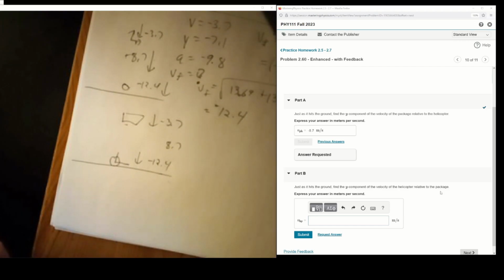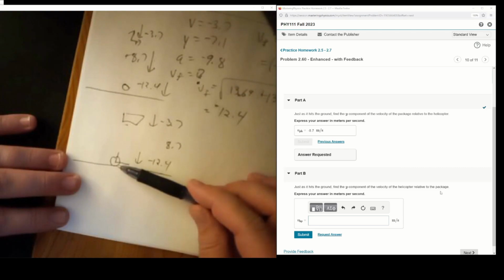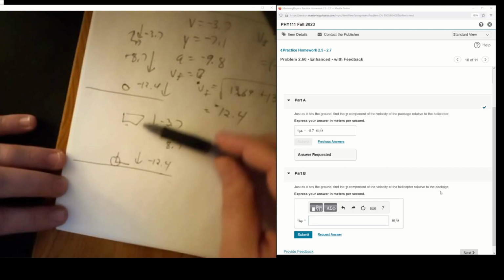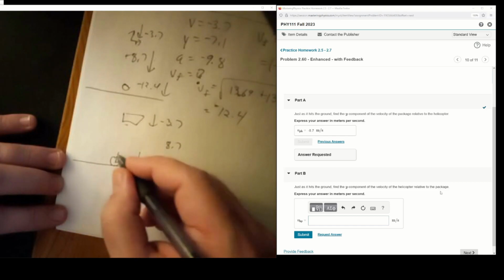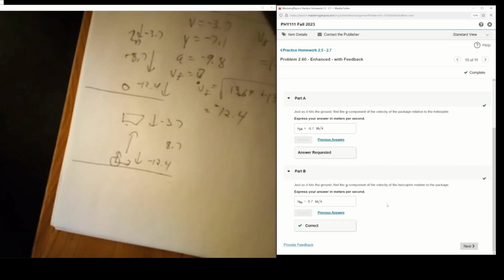And sometimes this can be hard to imagine, but imagine you are the package. If you think you're standing still, you're going to see the helicopter kind of moving away from you. It's going to be moving away, and moving away in a standard coordinate system will be up, positive. So in this case, we would get the positive 8.7. So it looks like the helicopter is moving 8.7 away from us if we were the package, the coordinate system on the package.